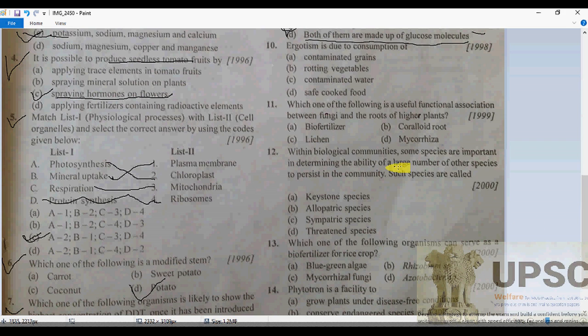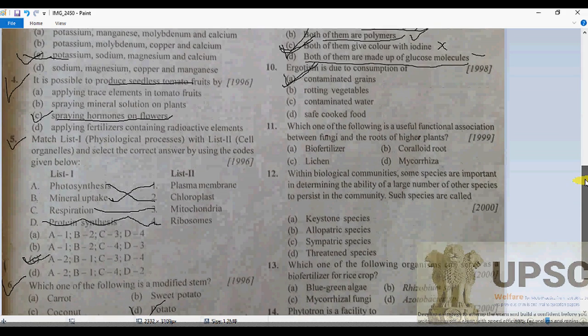So which one will be correct here? 10 is going to be contaminated grain, of course, because rice and I've already talked about the impacted cereals. The organism is going to be a fungus, of course. What is ergotism? It is long-term ergot poisoning due to ingestion of alkaloid.